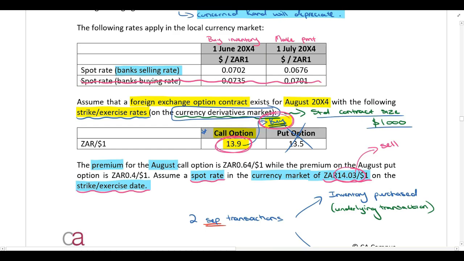So now you have to determine whether the company is going to exercise the option or not. And they will only exercise the option if they are going to make a gain. Will they make a gain? Yes, because they are going to sell at a price higher than what they are buying. So because they will make a gain on this contract, they will exercise their option. If they are going to make a loss, they would not exercise their option.